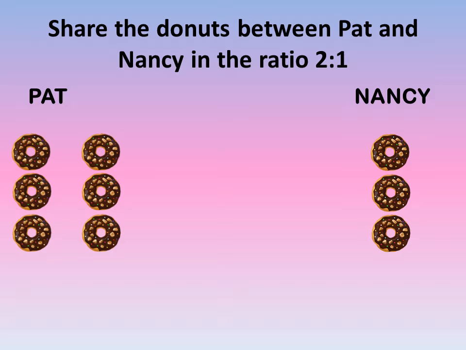And so we divided up the number of donuts in the ratio 2 to 1. Pat got 2 equal parts of the donuts, and Nancy got 1 equal part, 1 part.